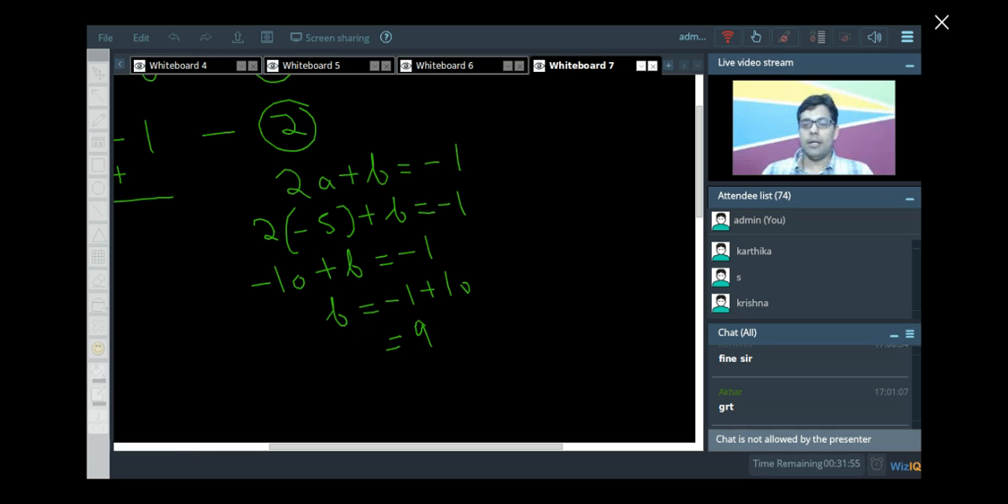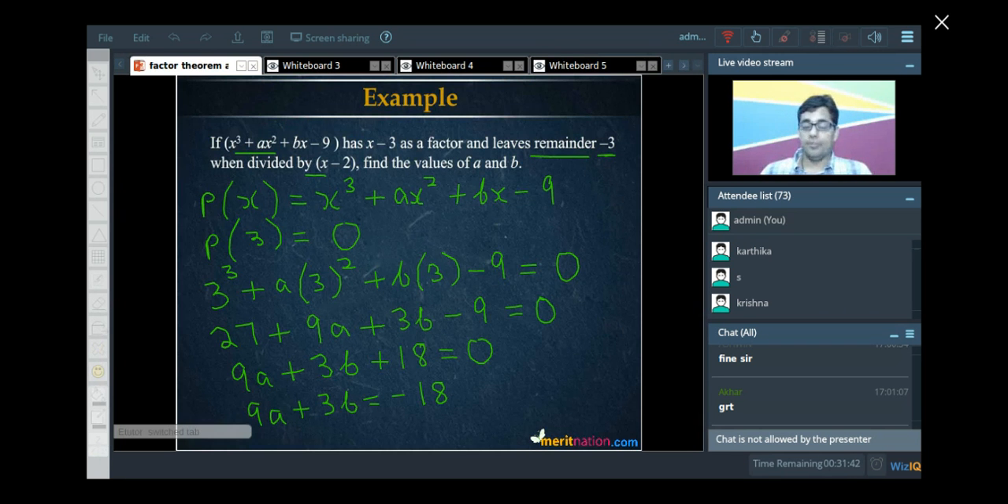A little long question, but still the application of the factor theorem and the remainder theorem for this given question. Again I am repeating the question here. If anyone has any difficulty in getting this question, you can just look at this example again. The example was: if the polynomial x cubed plus ax squared plus bx minus 9 has x minus 3 as a factor and leaves remainder minus 3 when divided by x minus 2, find the values of a and b.